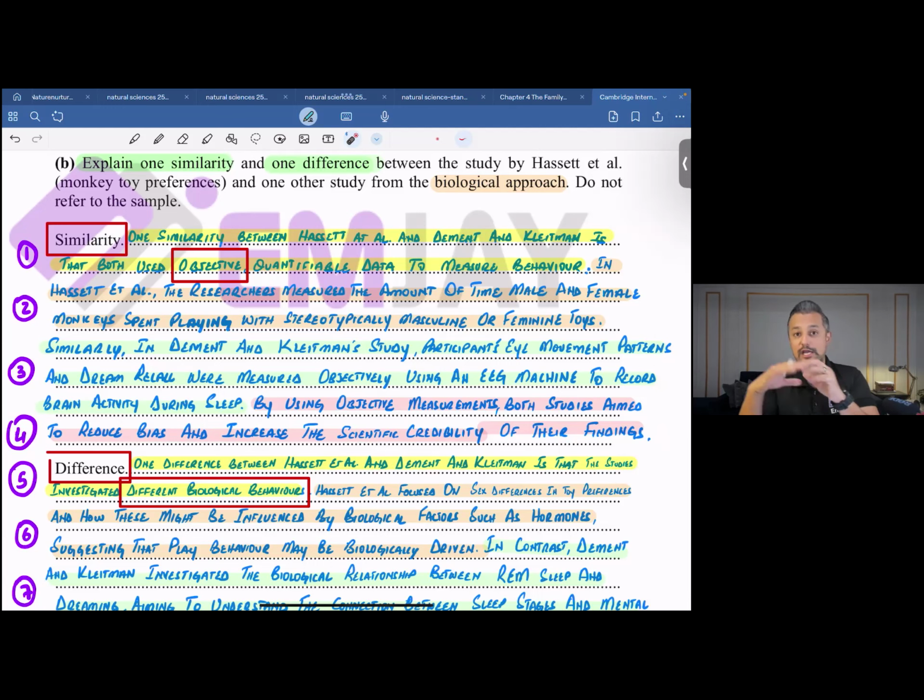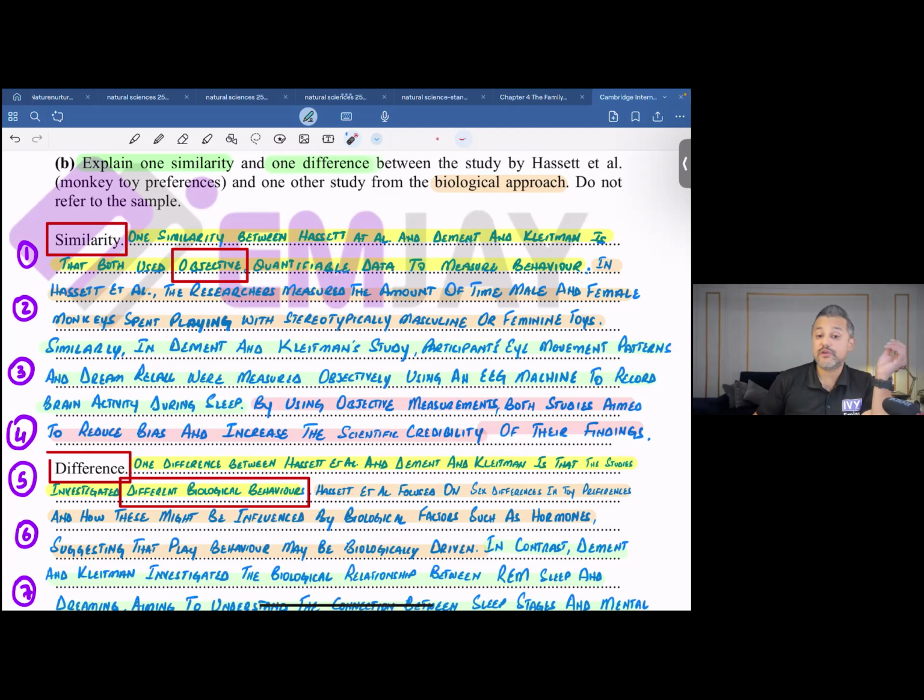So remember, an 8-mark question, we divided it into 2 questions of 4 marks each. First 4 for similarity and the second 4 marks for differences. And for the 4 marks for similarity, we again divided those. The first through identification. The second one, I gave an example through the study by Hassett et al. The third, I gave an example through the study by Dement and Fleetman. And the fourth mark I tried securing by writing down why the researchers wanted to use objective, quantifiably measurable data.